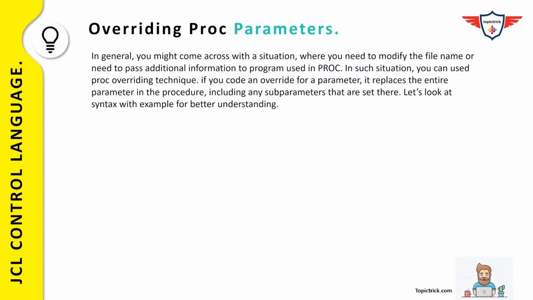So in general, you might have come across a situation where you need to modify the file name or pass any additional information to the program which is used in a proc or a procedure. In such a situation, you have two options. First, you go back and change your proc or your JCL. And the second option is you can use the proc overriding technique.